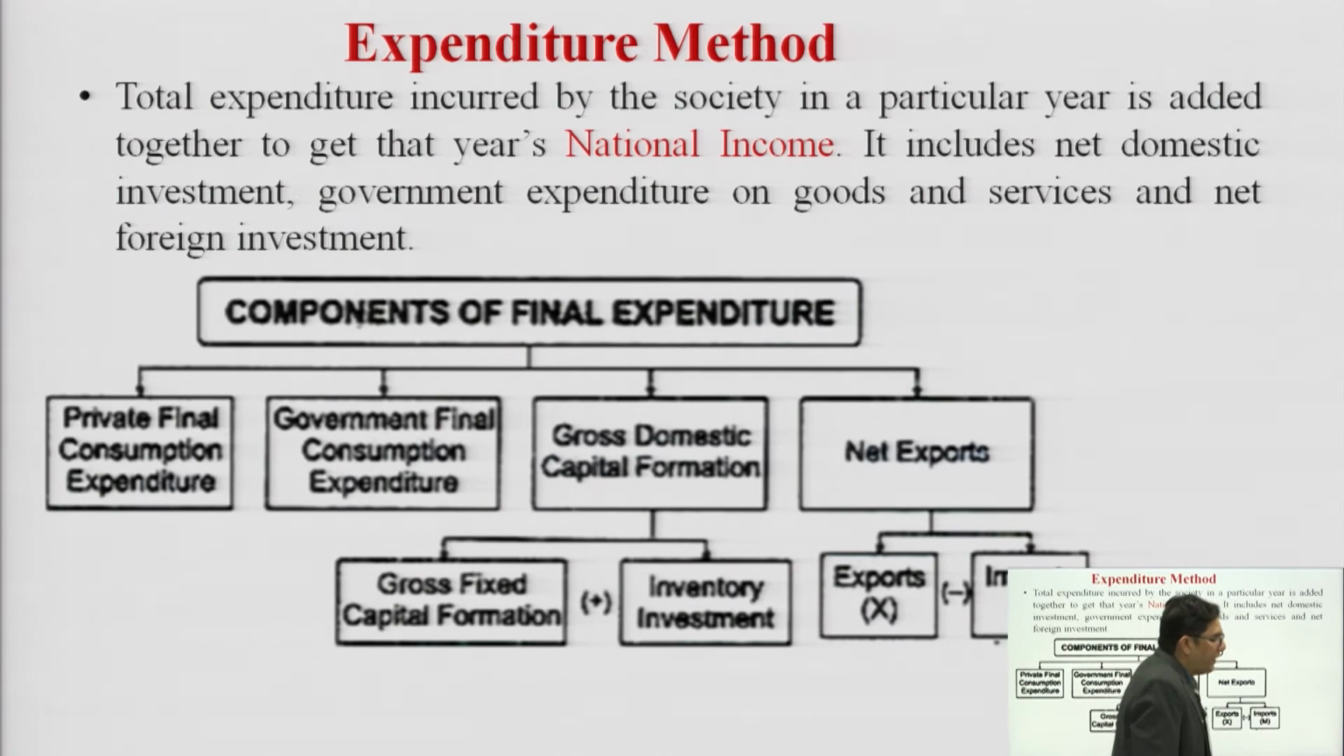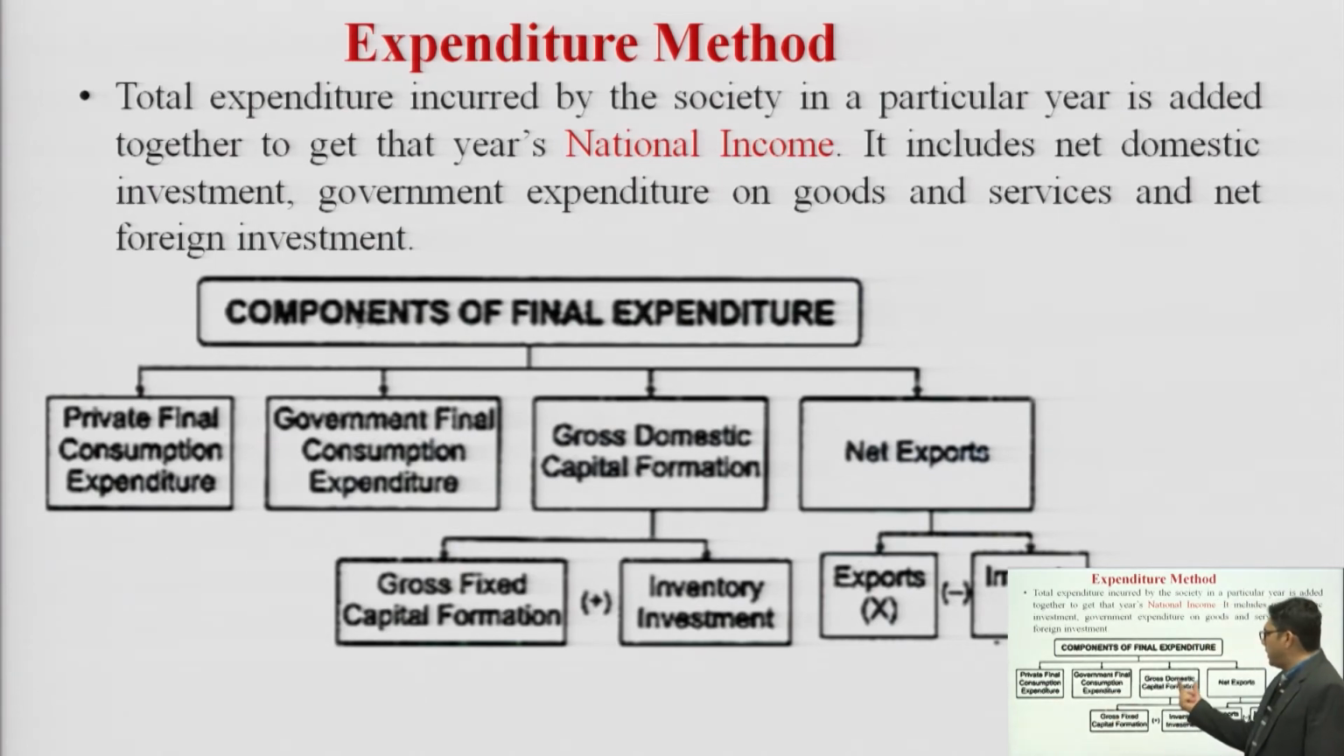So the first component of the expenditure method is private final consumption expenditure. It is the expenditure made on our final consumption for individual purposes or individual items. Next, it is the government final consumption expenditure. Government has to make a lot of expenditure on infrastructure, on roads, dams, bridges for the public. So various expenditure made by the government of India on infrastructure is government final consumption expenditure.